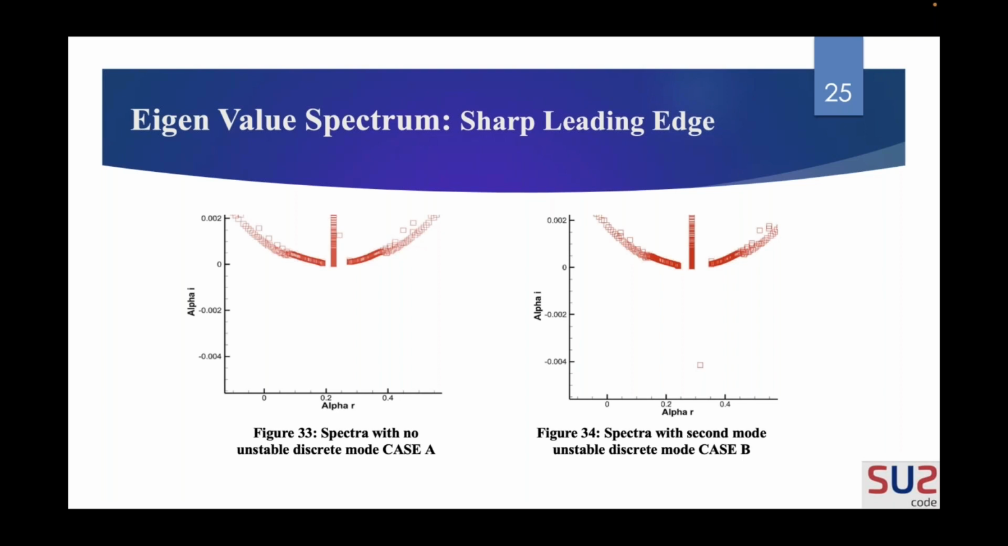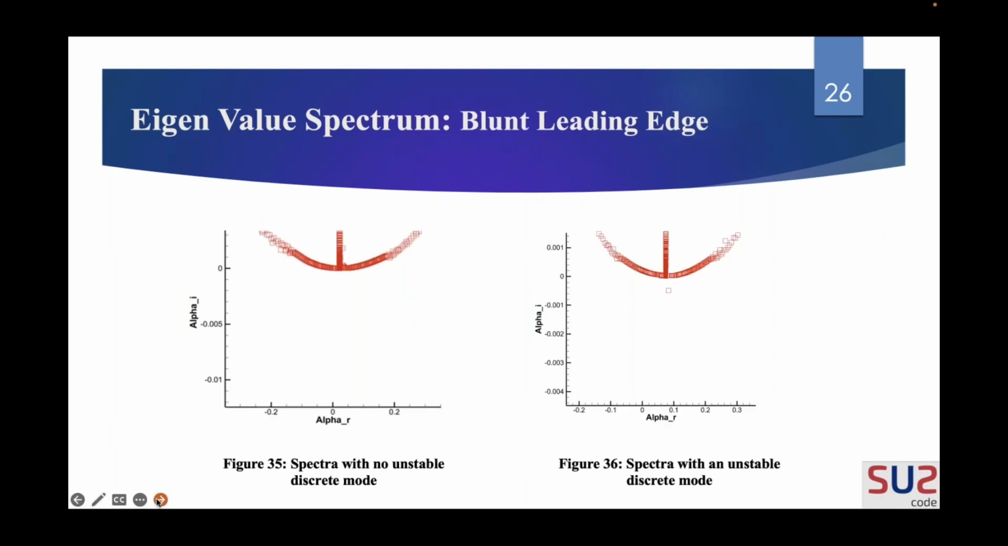It continues to amplify, thus terming it as unstable point. So this is an unstable discrete mode for the sharp leading edge case. But when you consider the blunt leading edge case, here the frequency chosen is comparatively less, around 50k hertz.